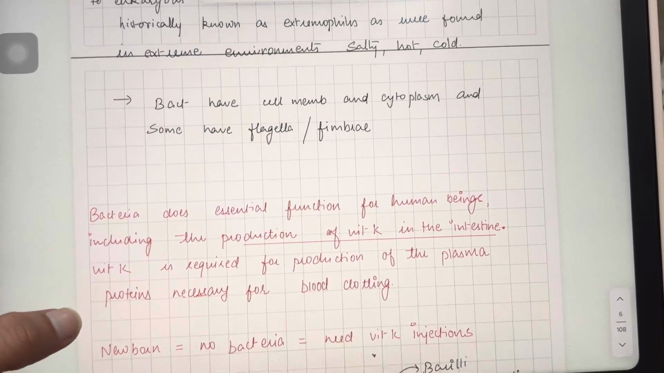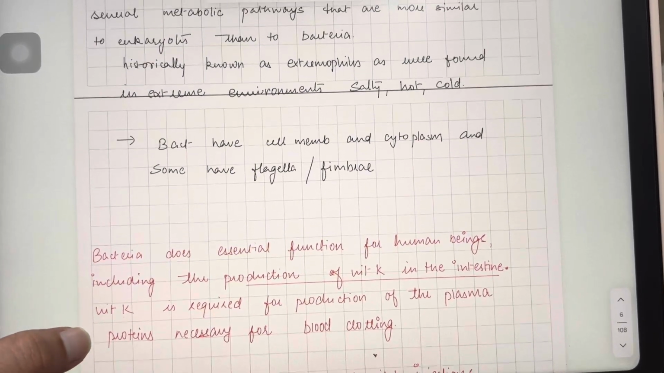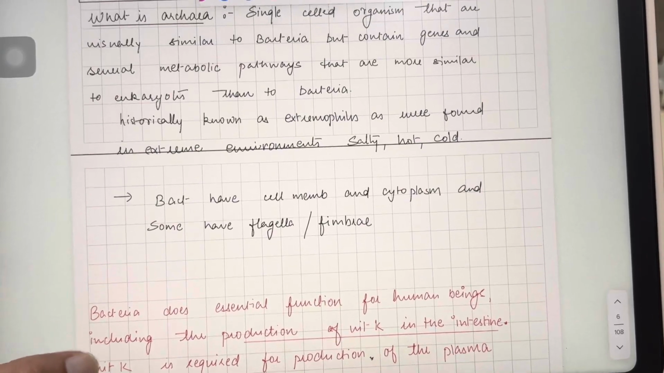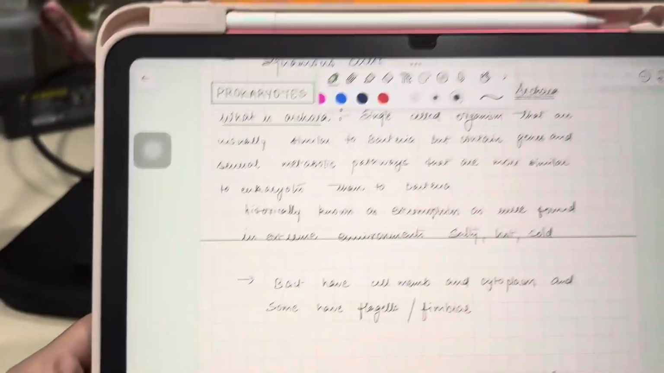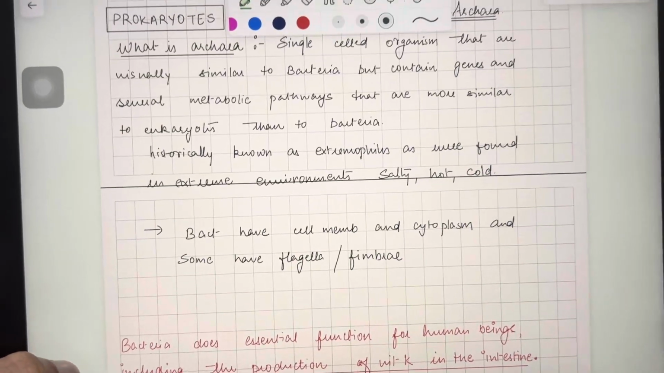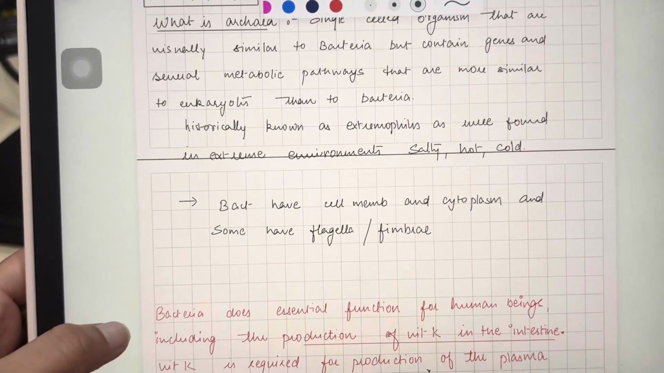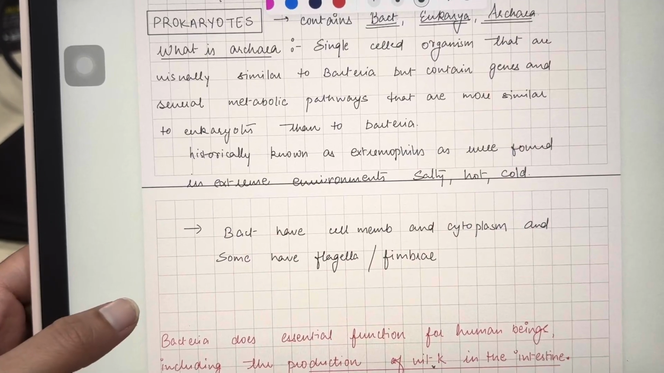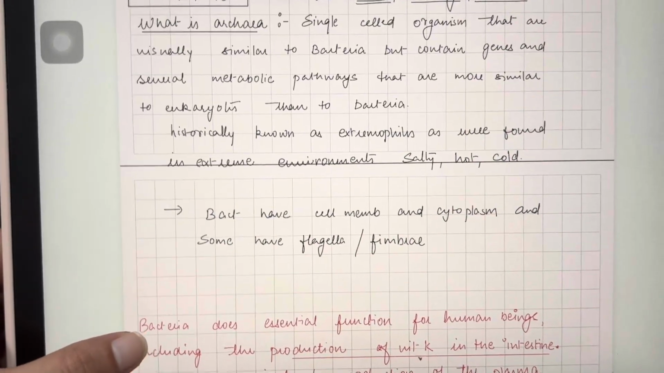Bacteria have a cell membrane and cytoplasm, and some have flagella and fimbriae. So archaea is basically a type of bacteria which can survive in really extreme environments. So it has been separated from the bacterial class and given a different class known as archaea.